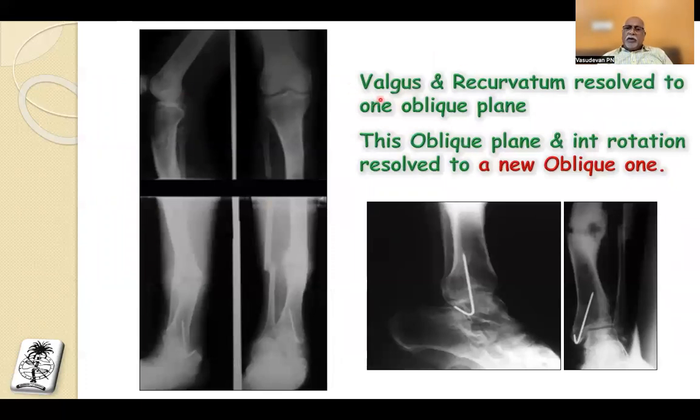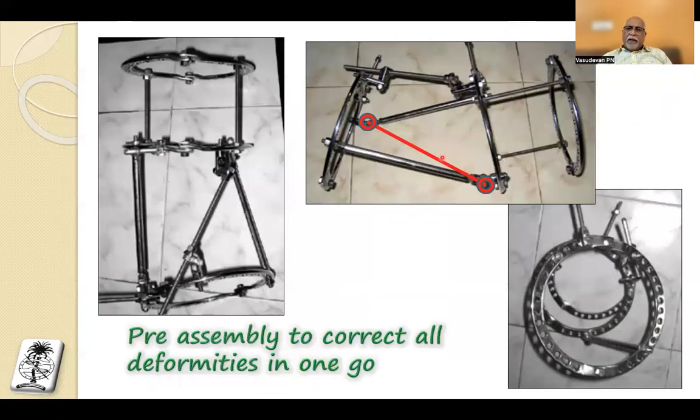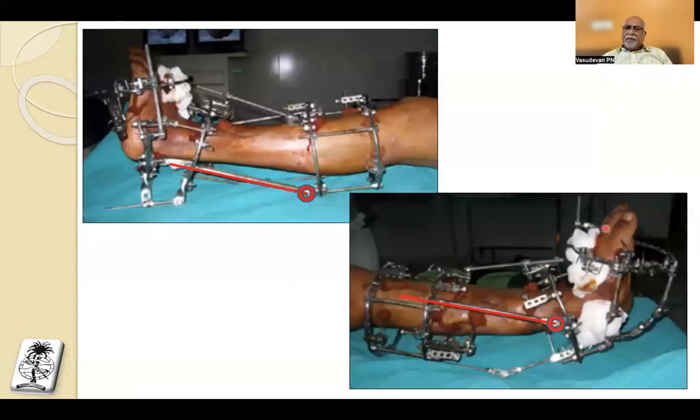So I have resolved this deformity, valgus and recurvatum, into one oblique plane, and this oblique plane and the internal rotation deformity resolved into a new oblique one, and made a complex frame like this. You can see the hinge is there on that rod, and in this rod the hinge is here. And this is a distraction rod. This is the rotation which can be corrected by that.